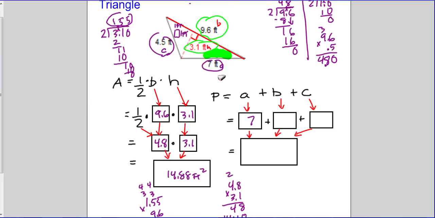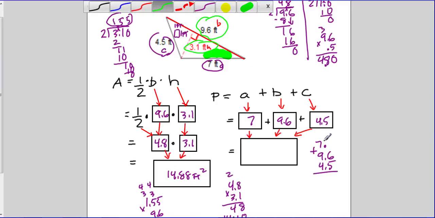So A is 7, B is 4.5, and no, B is 9.6, the way I've defined it, and C is 4.5. The bottom line is you just need to add the 3 sides up. Okay, so the way I define it, A is 7, B is 9.6, and C is 4.5. So now you add them up. You need to put a decimal point after that 7, because when you add, your decimal points must line up. Add a placeholder 0 there after that 7. Bring your decimal point down.